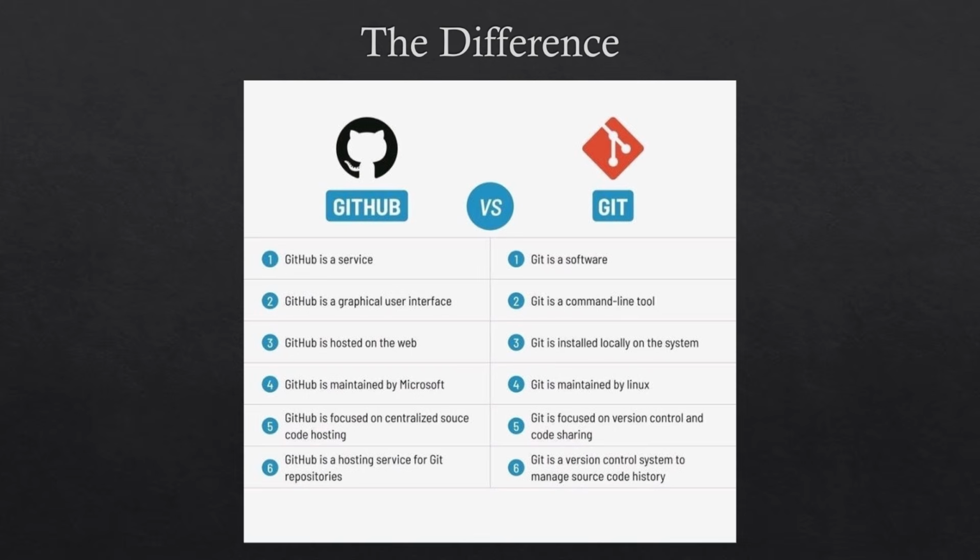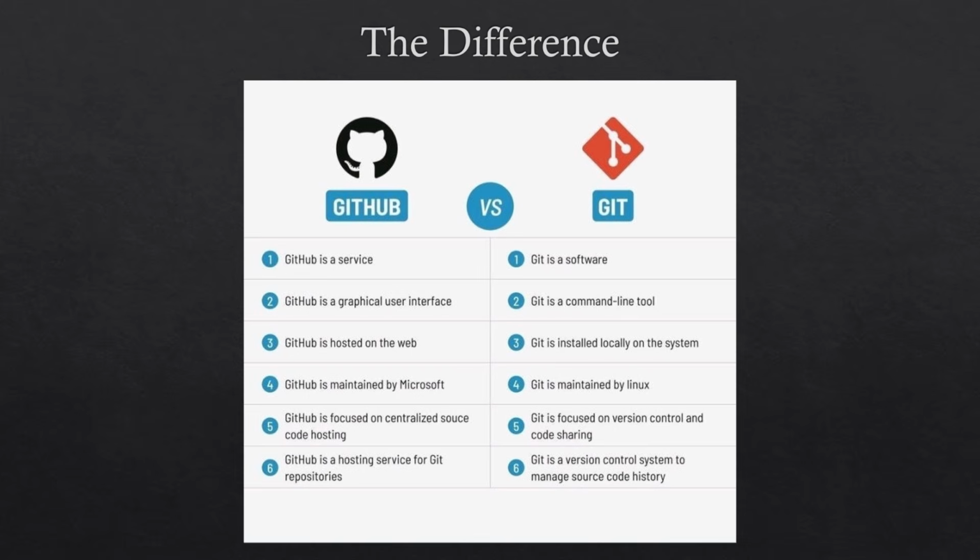Next is that GitHub is hosted on the web. It's a cloud-based service, whereas Git is stored locally on your machine. GitHub is maintained and owned by Microsoft, while Git is maintained and owned by Linux. Next, GitHub is focused on centralized source code hosting, while Git is focused on version control and code sharing. And lastly, GitHub is a host service for Git repositories, while Git is the version control system that manages your code history.